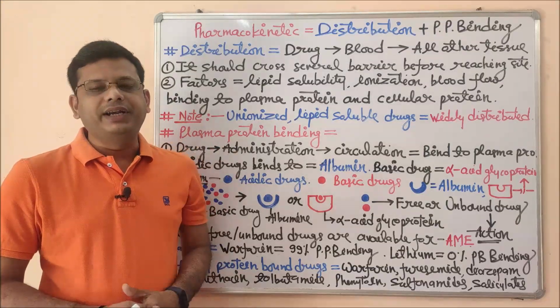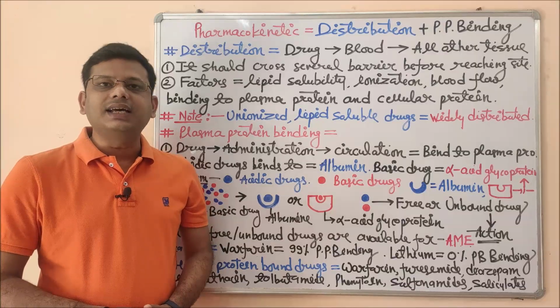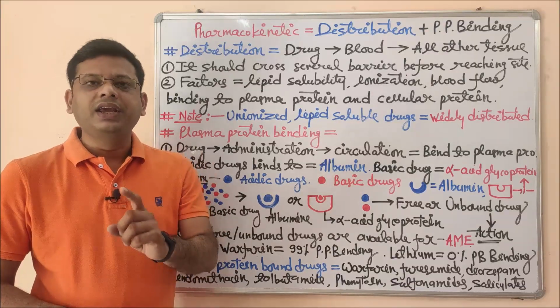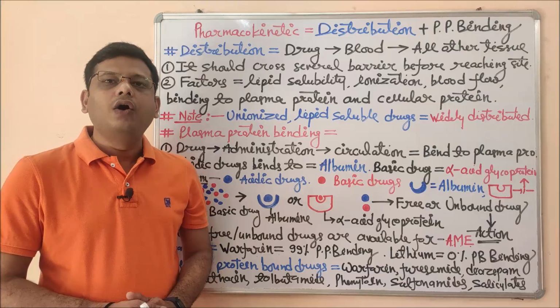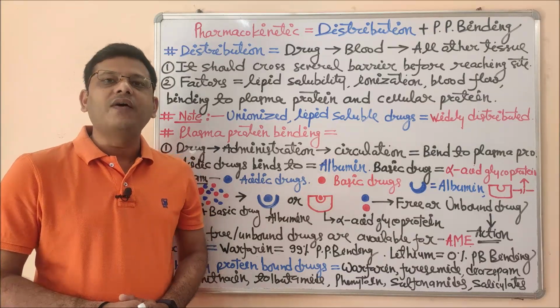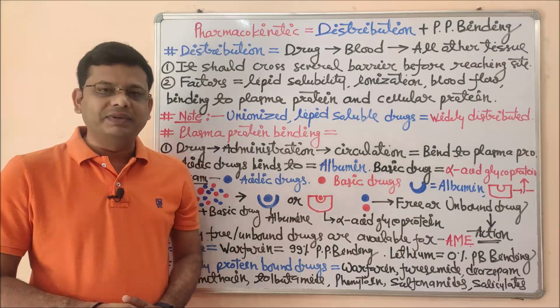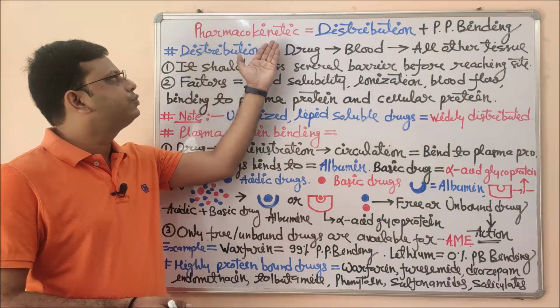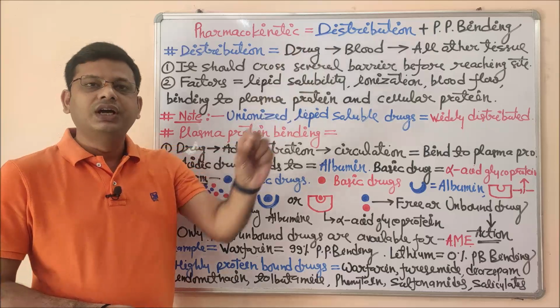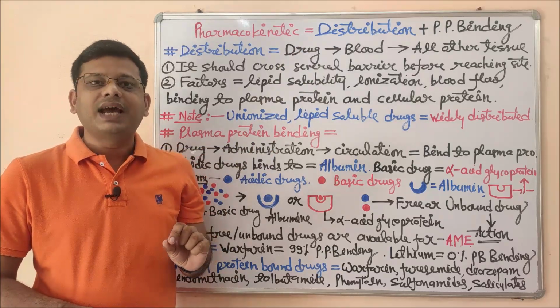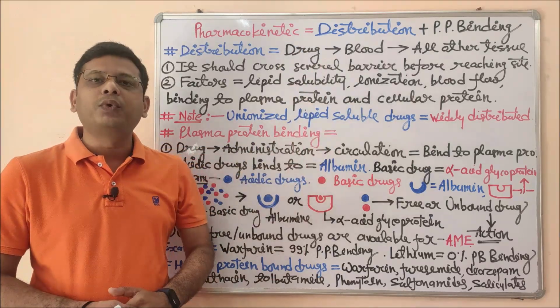There are 4 parameters under pharmacokinetics. These are ADME, and just now we have completed all the points regarding absorption. Now it's time to understand the basic concept and important phenomena under D, that means distribution. So today's topic is pharmacokinetics and distribution, along with the important consequences and important points regarding plasma protein binding.